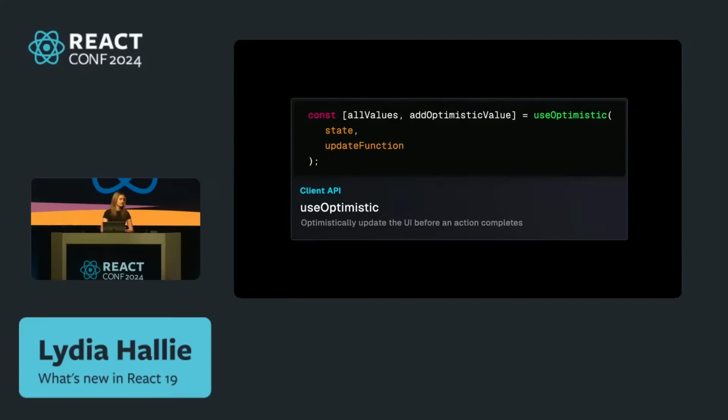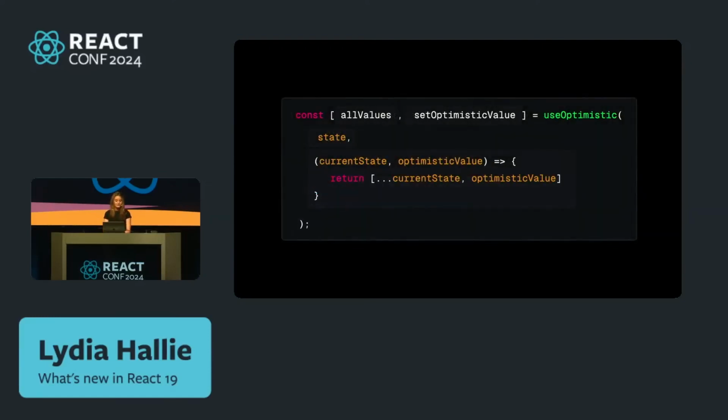Now, an asynchronous task within an action can take a while to actually return some data, or maybe users are on slower internet connections, anything could happen. And instead of showing a pending state, we might want to show the data as if the action has already completed, which we can do if we already know what the return data is going to be. And for this, we can use the new useOptimistic hook.